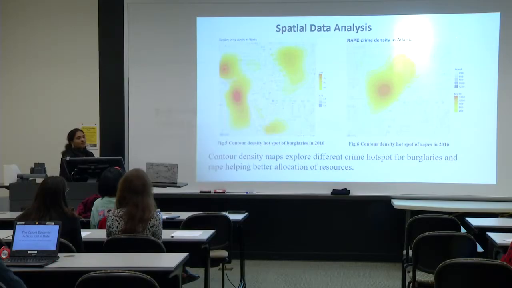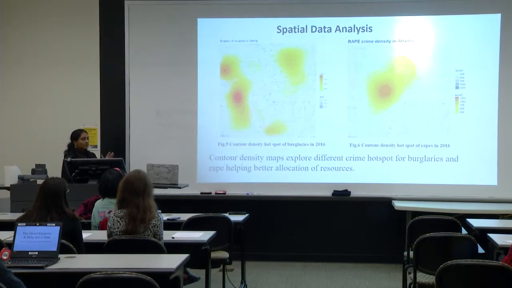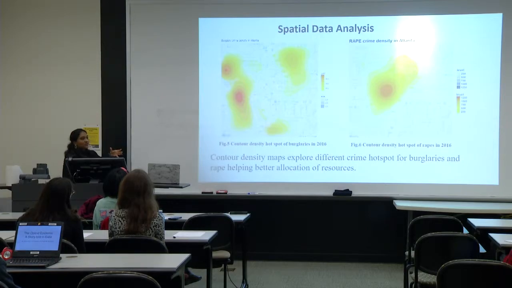The main problem with the Atlanta City Police right now is that they have a very limited number of resources. In order for Atlanta to be at least safe, they need at least 2,000 police officers, but they have around 1,600 right now. So they really have an attrition problem in the department. With the limited resources they have, they have to use them very efficiently.